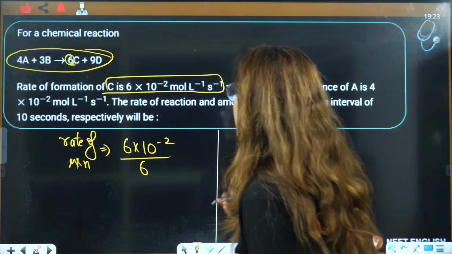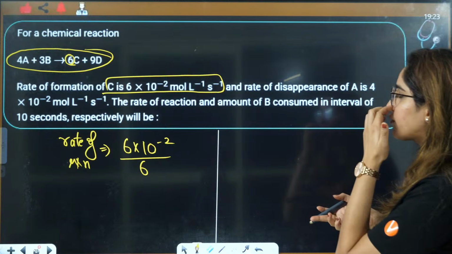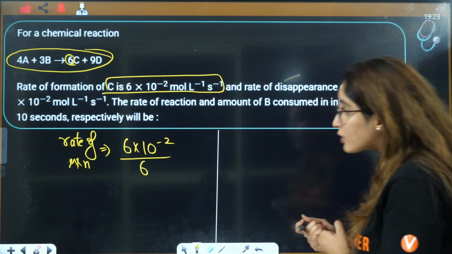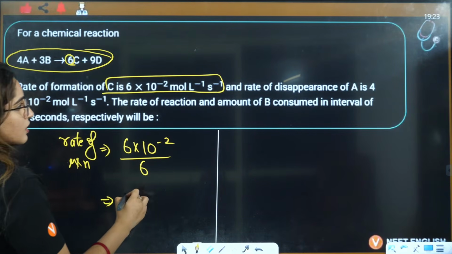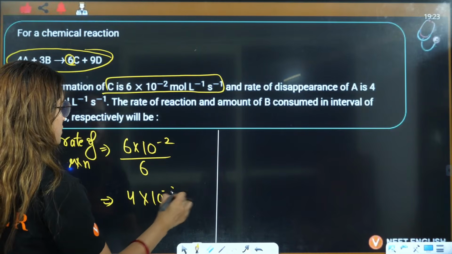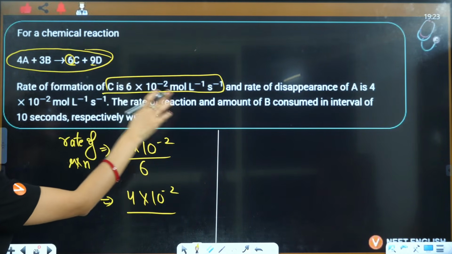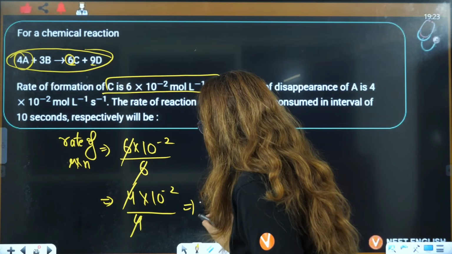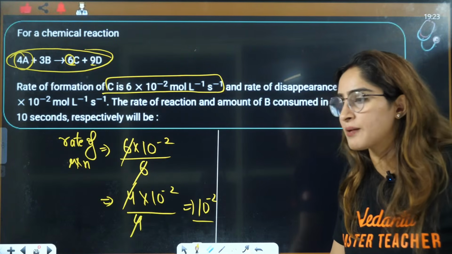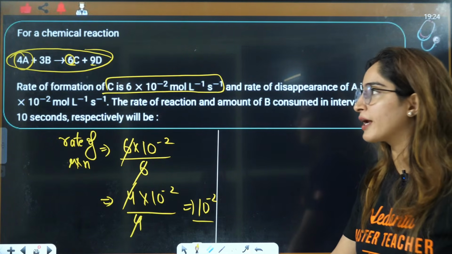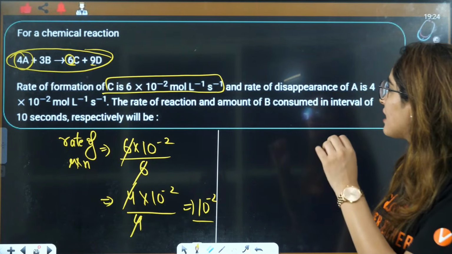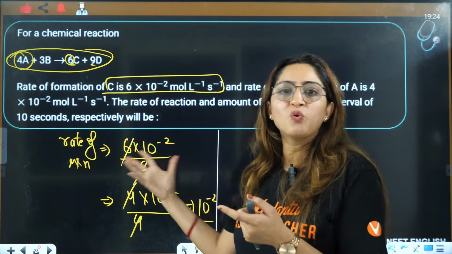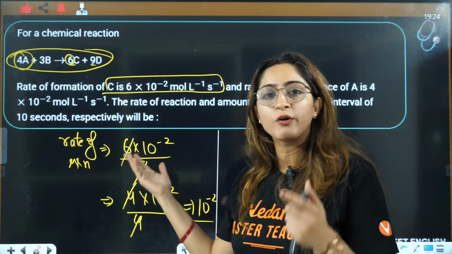Now, they are asking you the rate of disappearance of A, and the amount of B consumed in the interval of 10 seconds. We have the rate of reaction. The rate of reaction can also be calculated as the disappearance of A, that is 4 into 10 raised to minus 2, divided by its coefficient. What is the coefficient of A? That is 4. Can you see you are getting the same answer, 10 raised to minus 2? Is that verified? Right? You get the same answer whether you solve it from this or this. Now, by using this shortcut method, one thing is I am able to apply 2 methods to solve this. The other thing is I have found it out in just seconds, right?